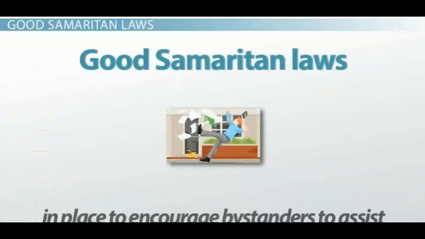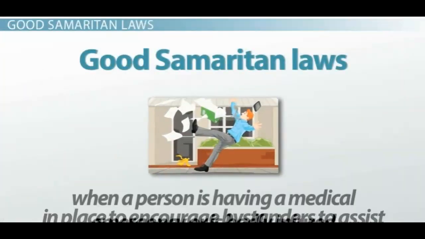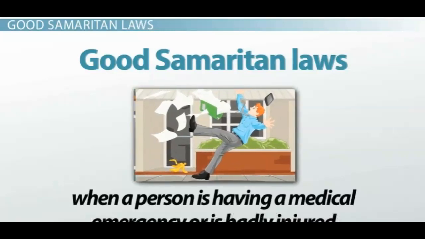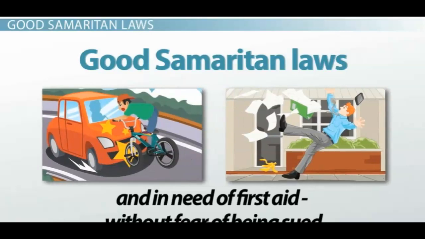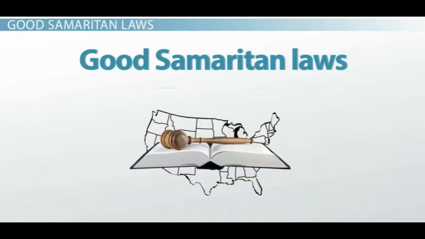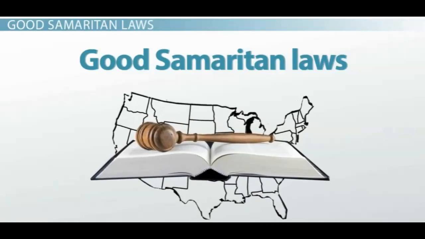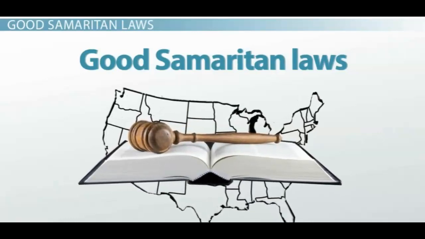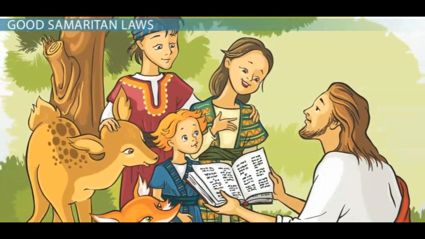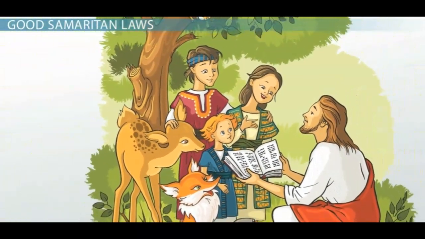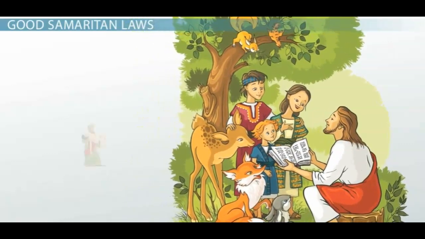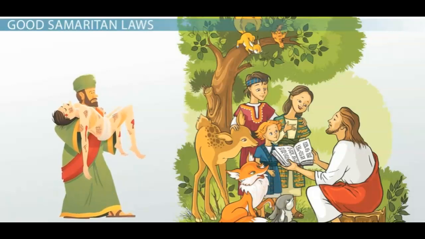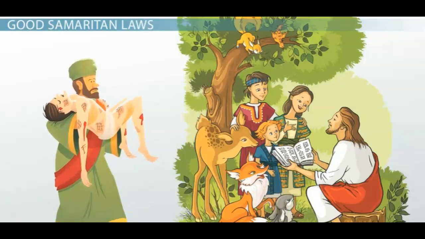Good Samaritan laws are in place to encourage bystanders to assist when a person is having a medical emergency or is badly injured and in need of first aid, without fear of being sued if they make a mistake. Every state in the United States and many foreign countries have some kind of Good Samaritan law on the books. These laws got their name from the parable in the Bible where Jesus told about a traveler who was beaten and robbed and left for dead at the side of the road. Unasked and unrewarded, a man of another religion and different ethnic background, a Samaritan, assisted the wounded man.